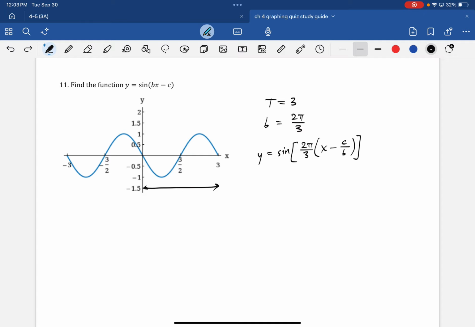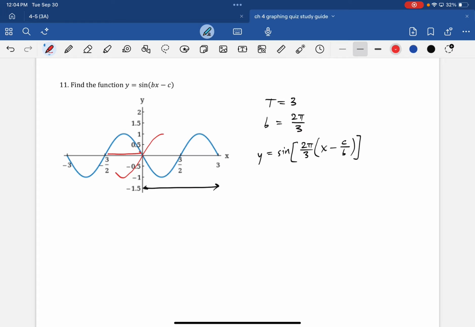Okay? Does anybody know how much it's shifted by? That's the tricky part of these questions. 0. Nope. It is actually shifted by 3 over 2. The reason is because a normal sine function looks like this. A normal sine function always crosses the y-axis with a positive slope. So that means it has been shifted.